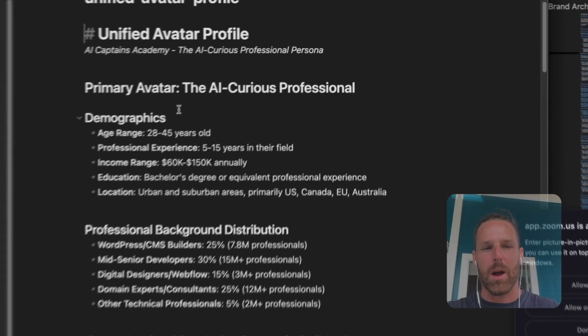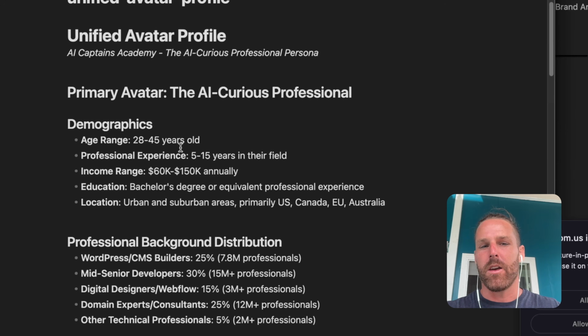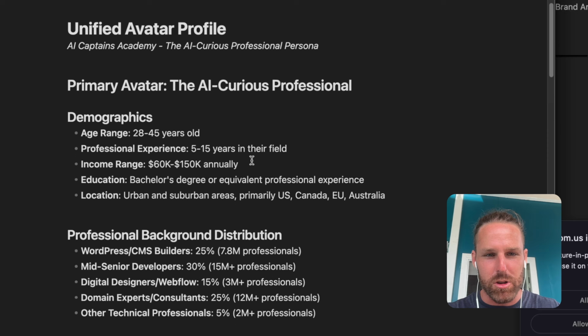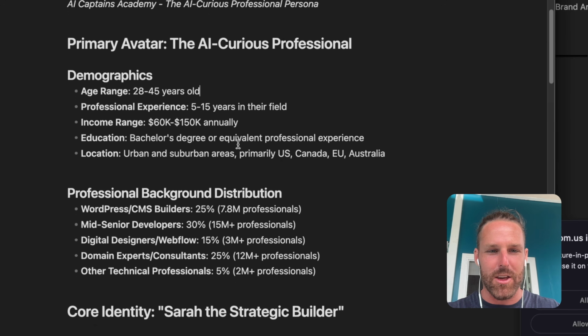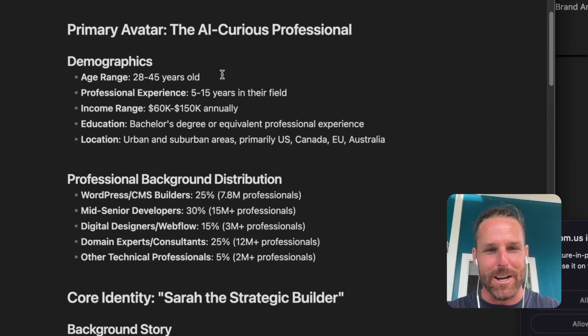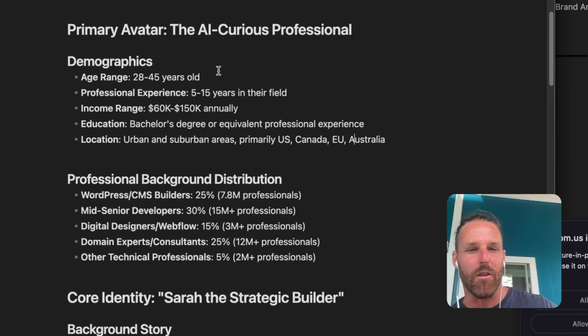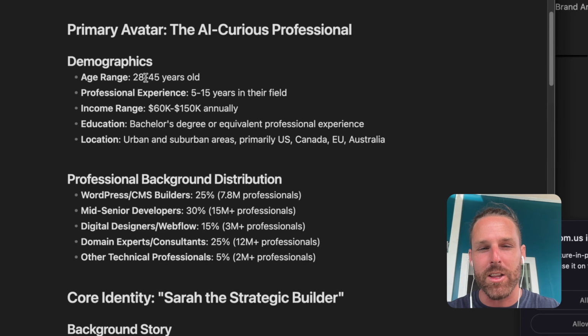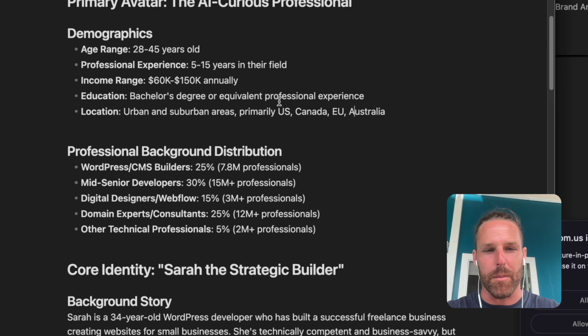So it came up with the primary avatar, the AI curious professional. Here's their age range. Here's their professional experience, income range, education, location. Now, I don't know how much of this is made up versus what was actually researched. I don't know if all this age range stuff is really on Reddit, but it does feel pretty accurate if we just think of those pain points where people are coming from.